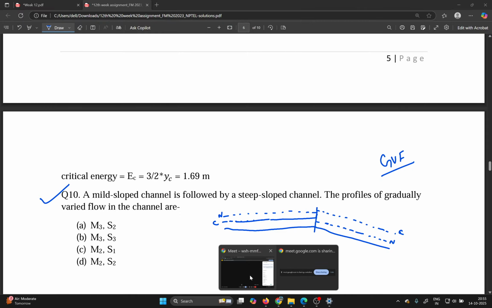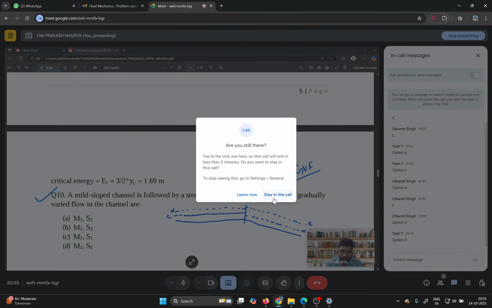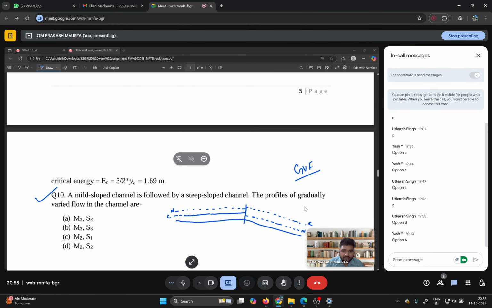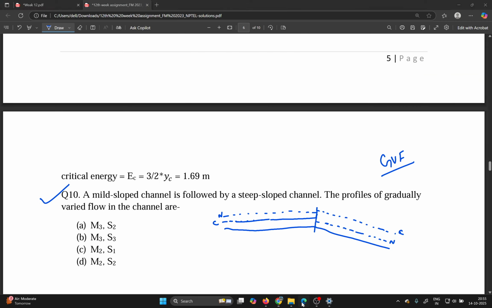Which one? I think. Okay. So now here you just think which profile will fall.